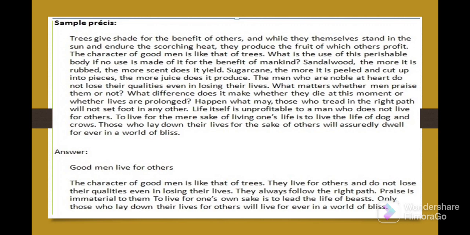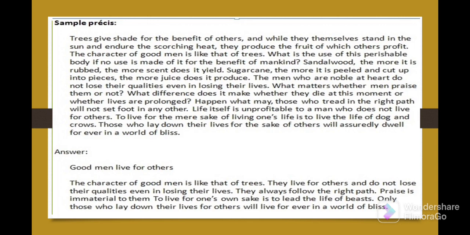So what is this paragraph about? By giving the example of trees, how they are useful even after their death, the writer here is telling us to live the life which will be useful for others. We have to utilize our life for others' sake. Okay. So now what title did they give here? See, good men live for others. That is the title given.